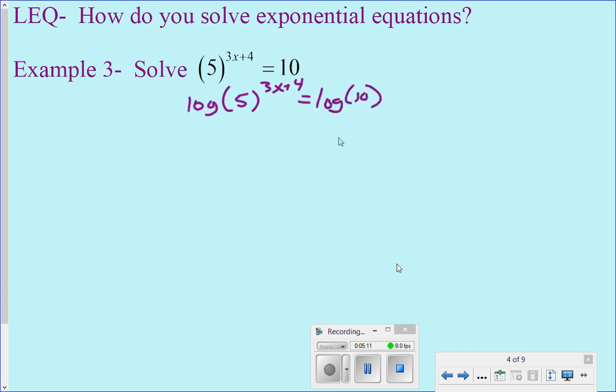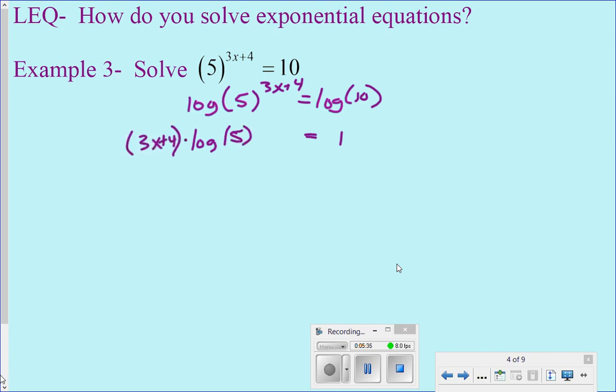Okay, now some students realize the log of 10 is equal to 1. If you realize that, great, you can write it as 1. If you didn't notice that, then left it as a log of 10, that's fine, it doesn't matter. But the log of 10 does equal 1. Hopefully you realize that now, because 10 to the first power equals 10. But then I'm able to bring that 3x plus 4 down front and multiply it.